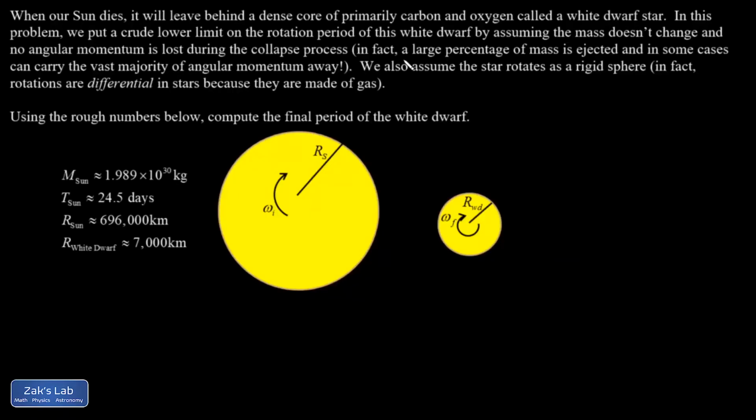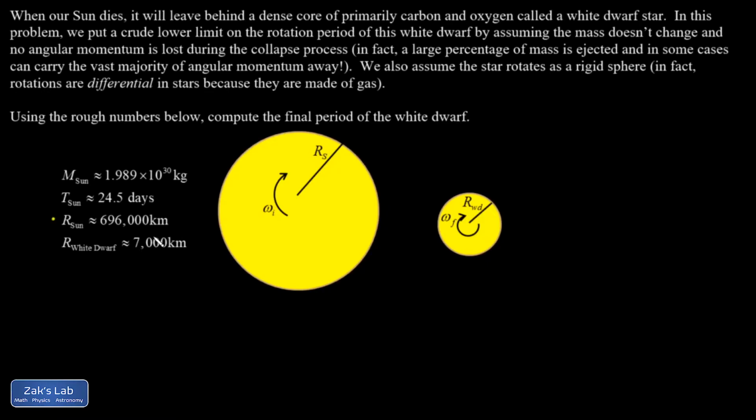In this problem, we're putting a crude lower limit on the period of rotation of the white dwarf left over after our sun dies. So we're making a variety of reckless simplifying assumptions to make this accessible for introductory physics. Basically, I'm going to treat this like a rotating rigid sphere that just suddenly collapses into a smaller amount of space. And we're starting at a radius equal to the radius of our sun.